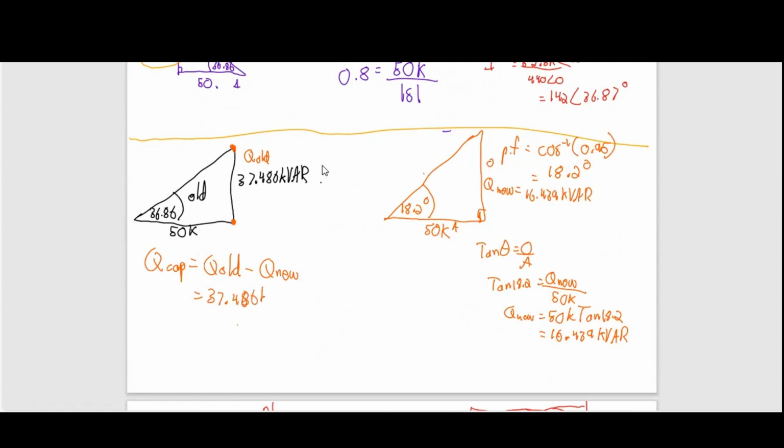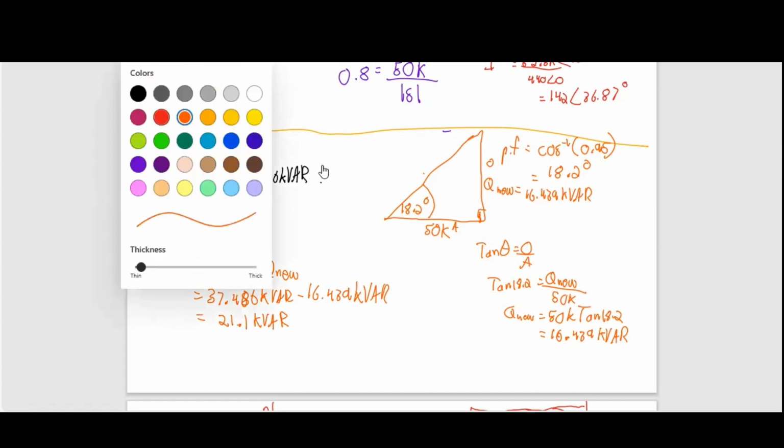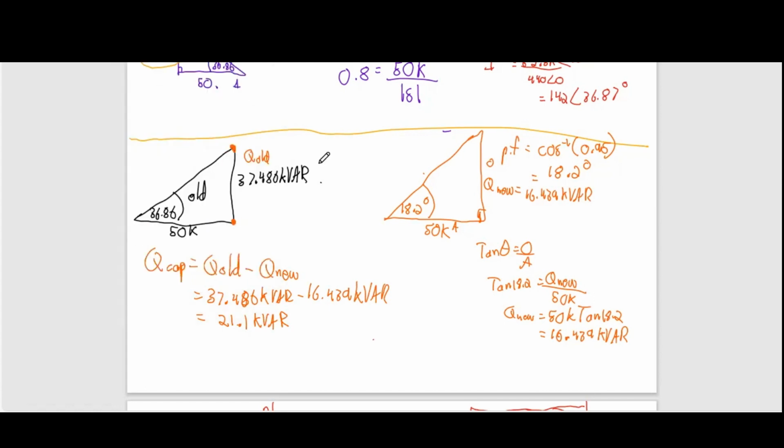1.486 minus 16.439 kVAR. And once you do that, you should end up with 21.2 kilovars, right? Yeah. So that is what our capacitor charge or the Q for the capacitor will be.